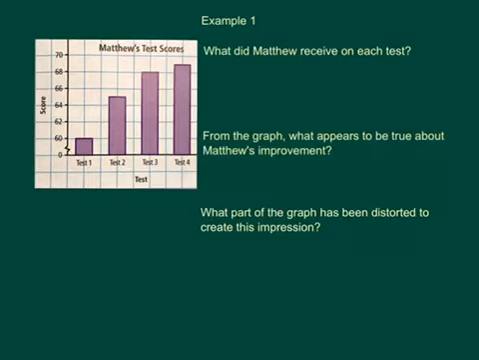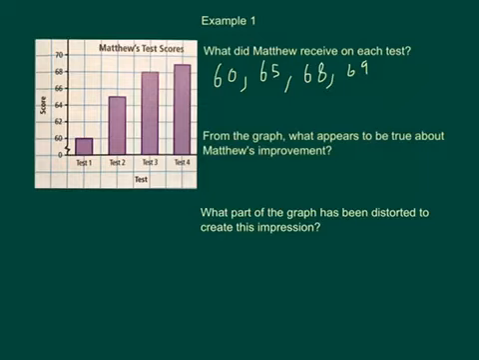So in example 1, we look here at Matthew's test scores. We can see that on test 1, Matt got 60. So let's just write this down first. Matt got 60 on test 1. He got what looks like 65 on test 2, 68 on test 3, and 69 on test 4. Now, there are no labels on the axes, so it's a little weird to do this. But let's take a look at the next part.